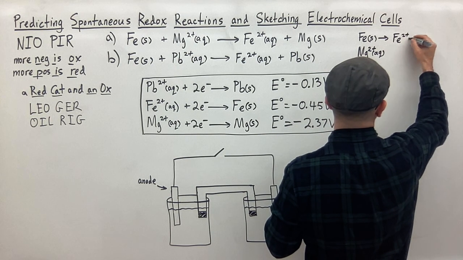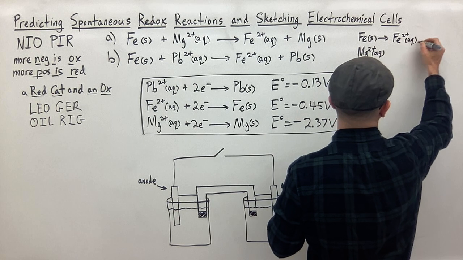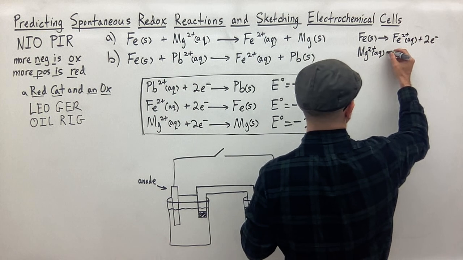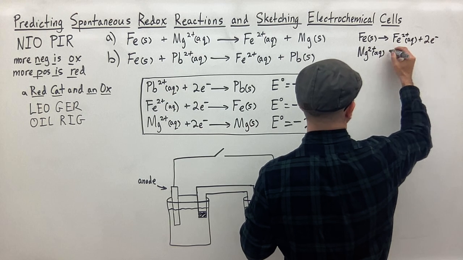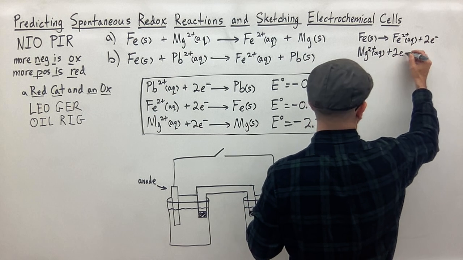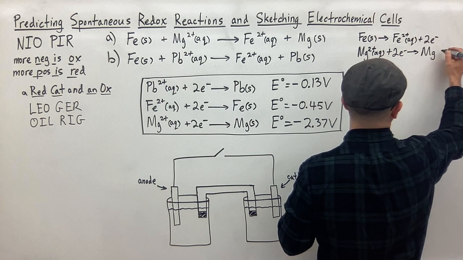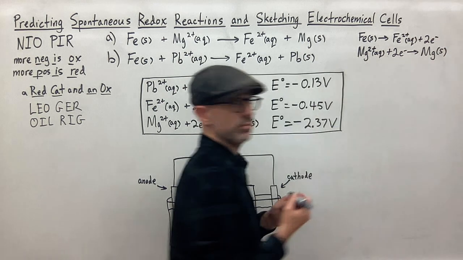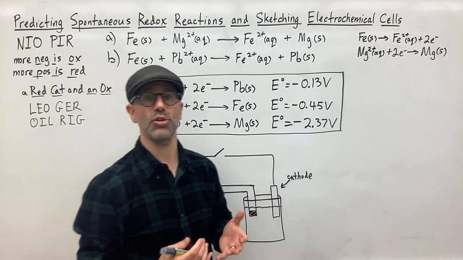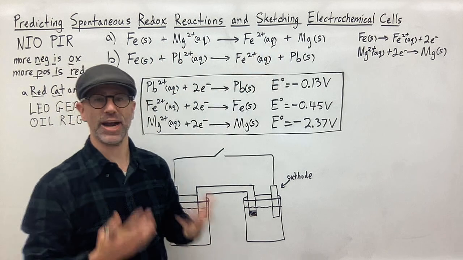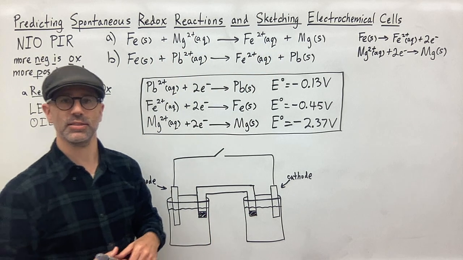So this is going to be Fe 2 plus aqueous plus 2 electrons. This is going to be Mg 2 plus, and we're going to add 2 electrons here, and that's going to become Mg solid. So those are the 2 half reactions for this reaction that we're trying to determine whether it is spontaneous or not.